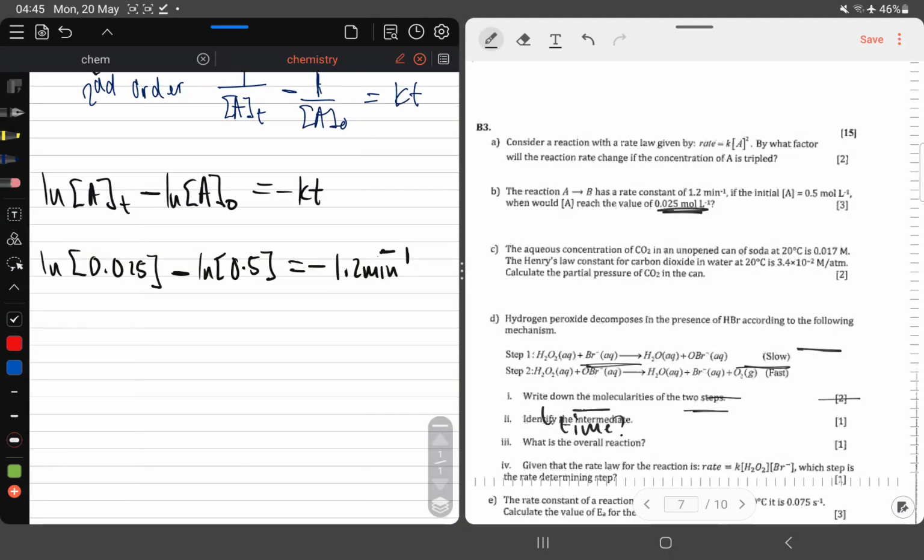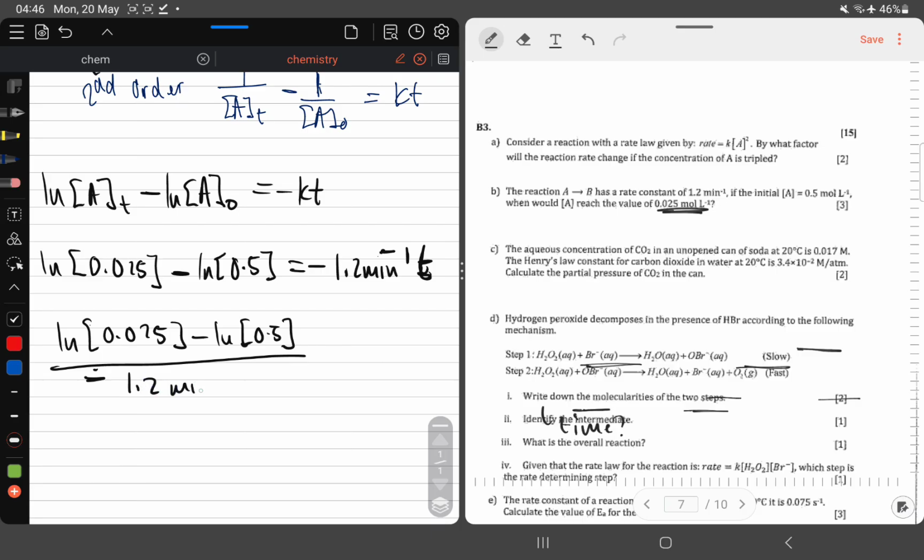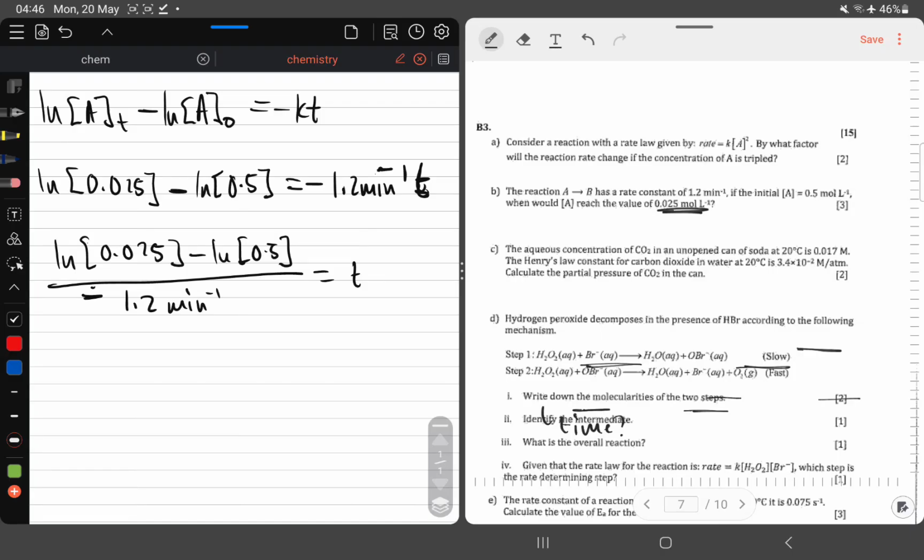Let's try to get the time t. Because it's negative kt, I'll divide by the negative k. So I have ln of 0.025 minus ln of 0.5, all over negative 1.2 per minute. This should be equal to t. What am I going to get as my time? Let's put it in the calculator together and see what value we get.